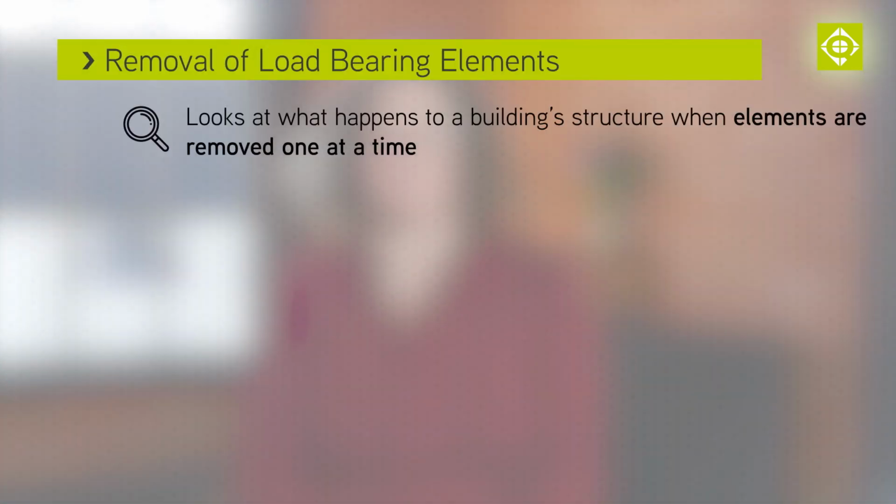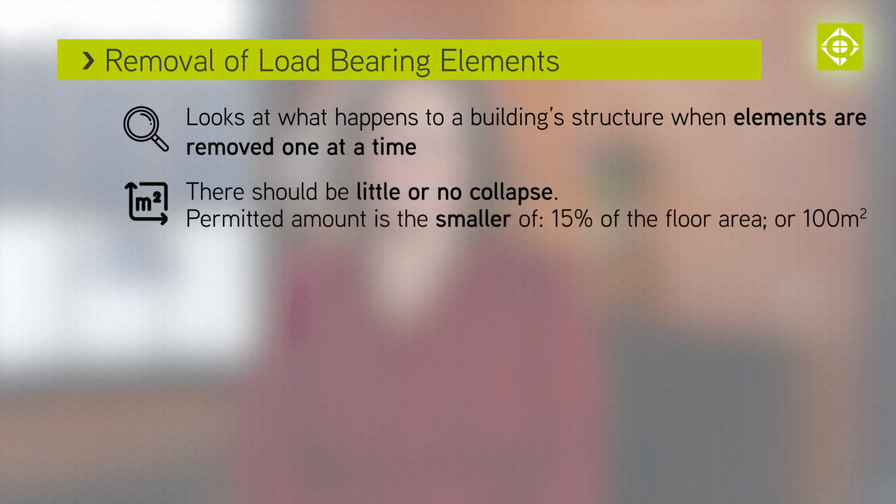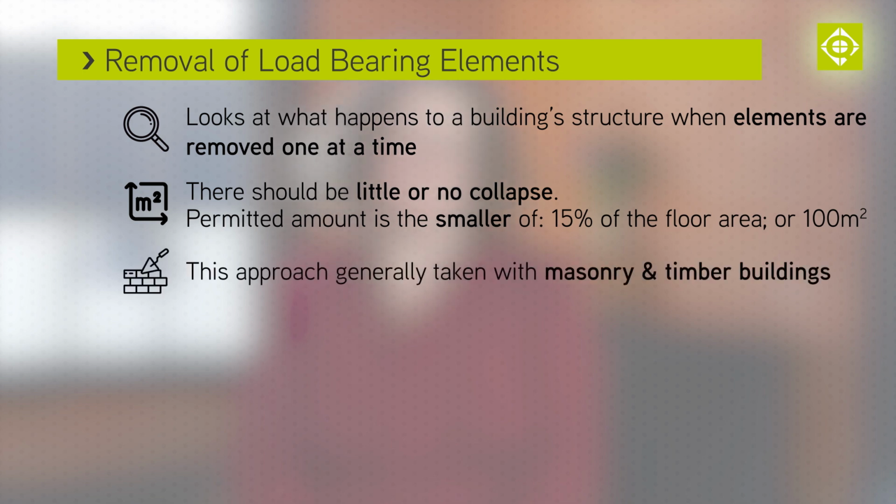The next approach is the removal of load-bearing elements. This approach looks at what happens to a building structure when elements are removed one at a time. The aim is that there should be little or no collapse. The amount of collapse allowed is 15% of the floor area, or 100 square metres, whichever is the smaller value. This approach is generally taken with masonry and timber buildings.